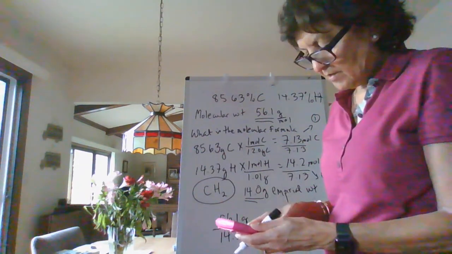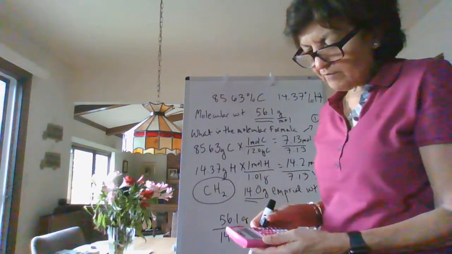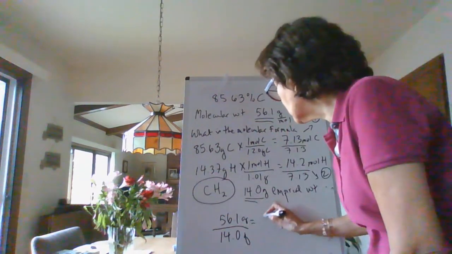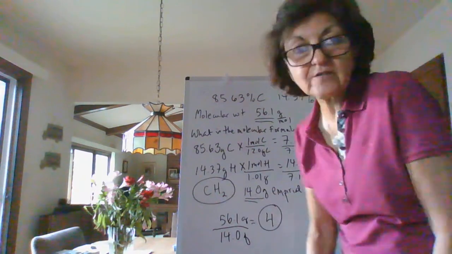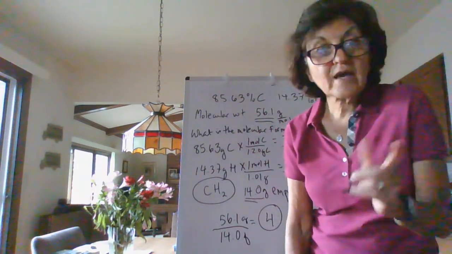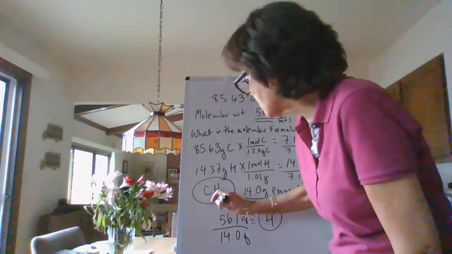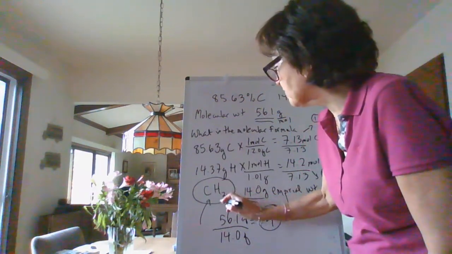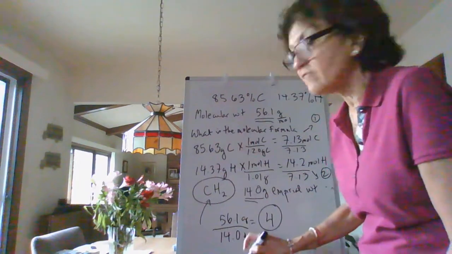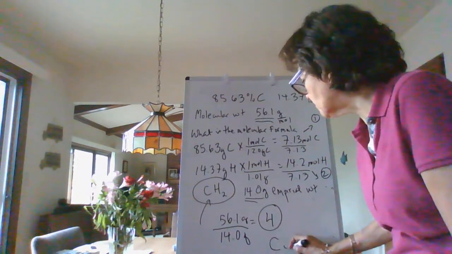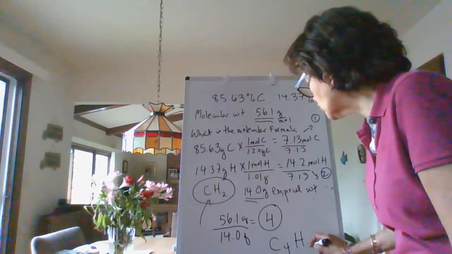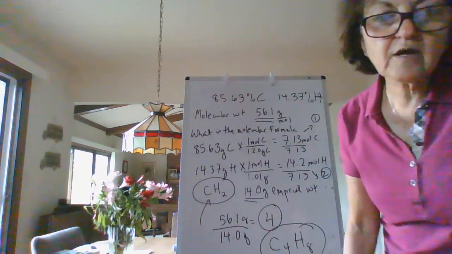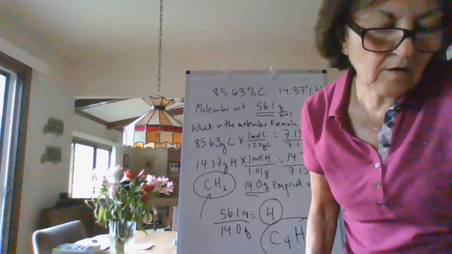56.1 divided by 14, and that's 4.007. Okay, so we round it to 4. Multiplication factor is 4. Good. That means we take this thing and multiply the 1 carbon by 4, and the 2 hydrogens by 4. So you end up with C4H8. And that is the molecular formula of the unknown.